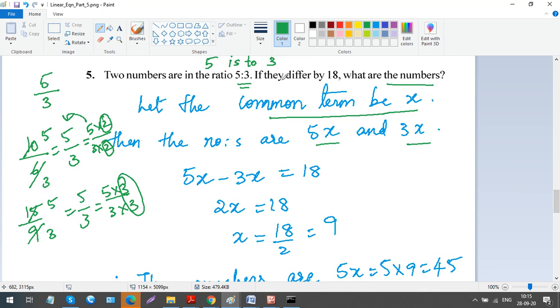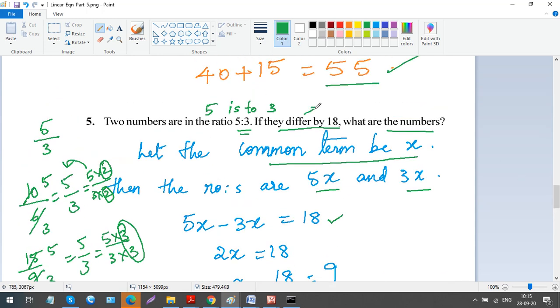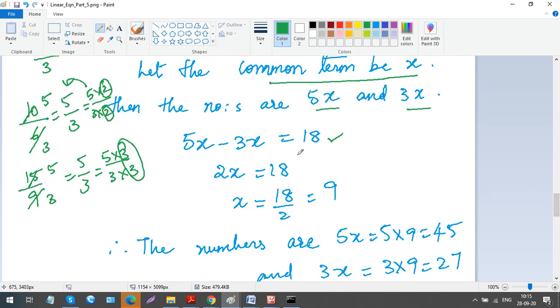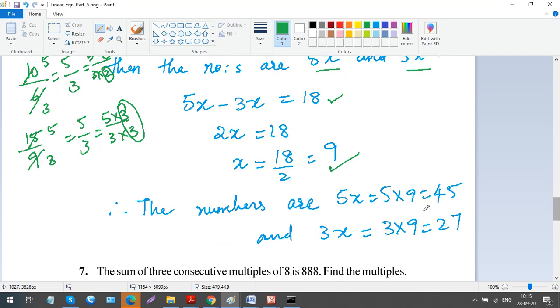Okay. Now they are saying these two differ by 18. Differ means difference, that is, they are going to be subtracted. So 5x minus 3x is supposed to be 18. So differ means subtraction. Now 5x minus 3x is 18, so 2x is equal to 18. x is equal to 18 by 2, which is 9. So the common term which got cancelled was 9. So the numbers are 5 into 9 and 3 into 9.